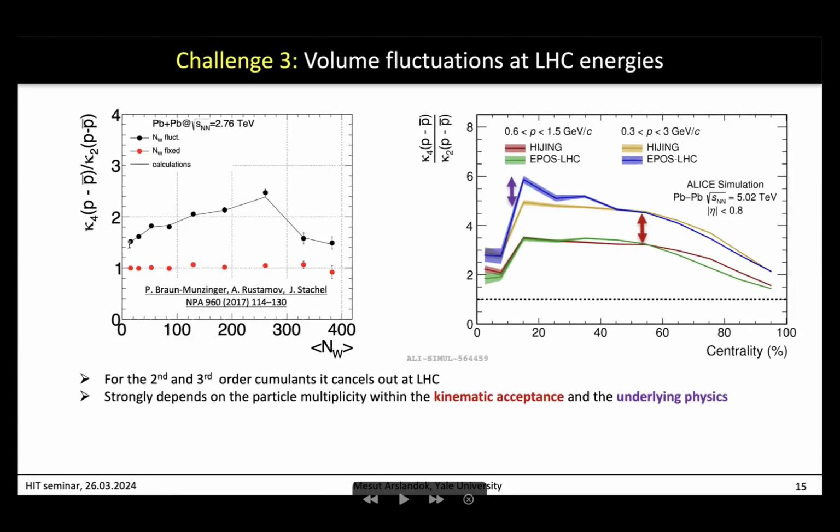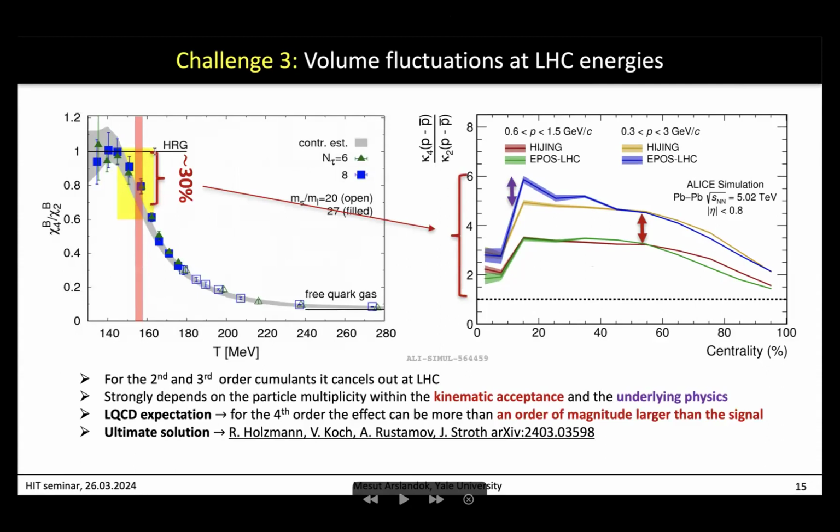And then we can also put everything into a real physical model, either EPOS or HIJING. EPOS is including all this collective behavior, and HIJING is basically more or less like a superposition of proton-proton collisions. Depending on the momentum range, which means that depending on the number of particles that you analyze, then you get a deviation from this one. And why is it so important? For example, the signal that I am trying to get is like 30% from this HRG baseline. And as you can see here, just this one single detector effect is producing a gigantic difference, which is a factor almost 10, 20, more than what we expect.